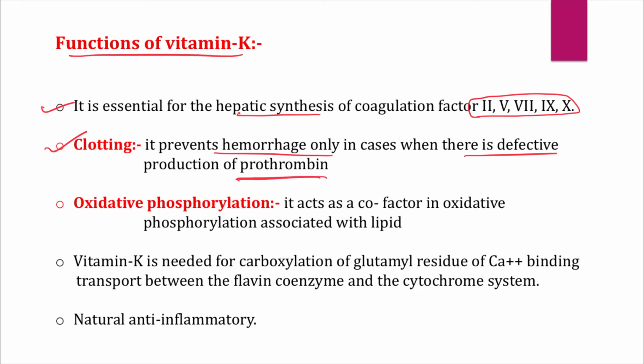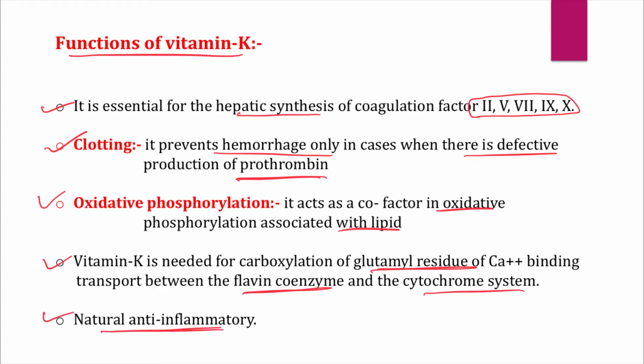Second function. Now the third function, oxidative phosphorylation. Vitamin K acts as a cofactor in oxidative phosphorylation associated with lipids. Now the fourth function. This vitamin K is also needed for the carboxylation of glutamyl residue of calcium binding transport between the flavin coenzyme and cytochrome system. And now the last, the fifth function. This vitamin K also acts as a natural anti-inflammatory.